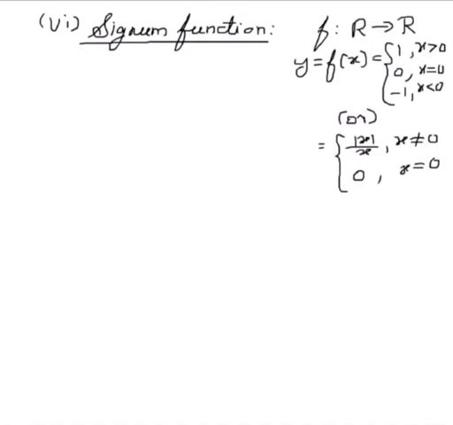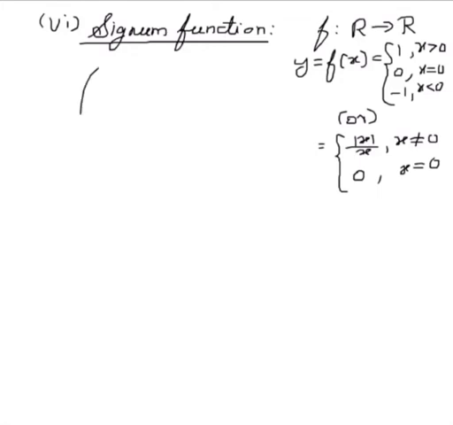Both are Signum functions only, because absolute value of x by x, if x is positive, absolute value of x is x itself, so the answer becomes 1. Whereas if x is a negative value, absolute value of x is minus x, by x, so the answer becomes minus 1. So we may define Signum function like this or like this.